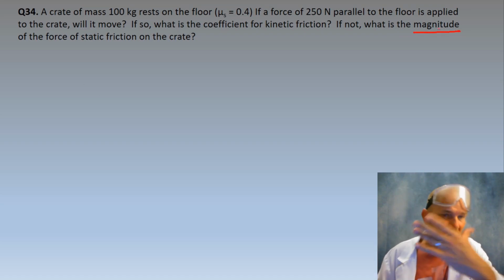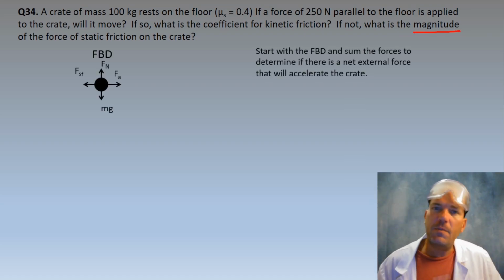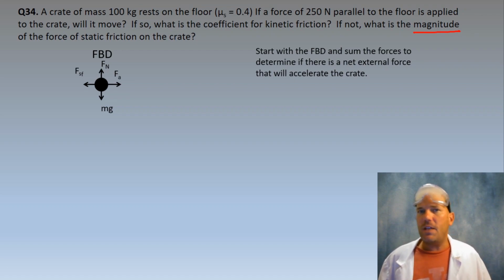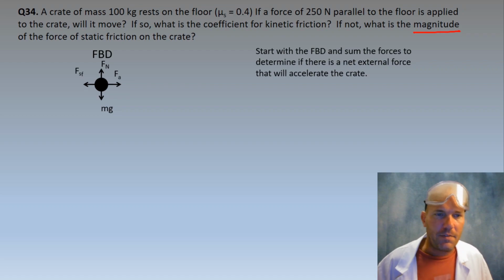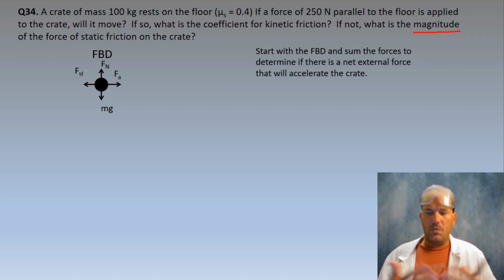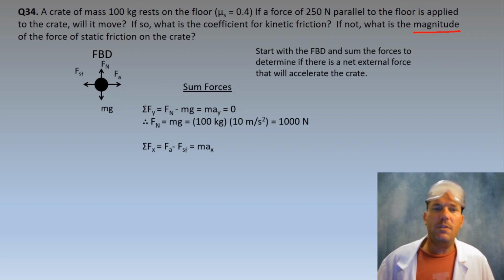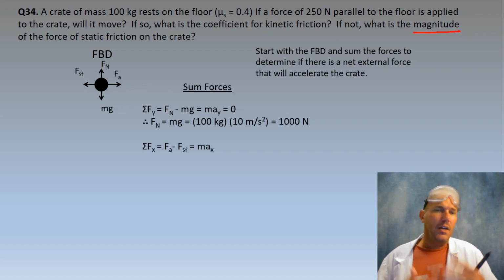Okay, let's start with our usual. Let's sum the forces here. Let's do our free body diagram. Here's our layout. Force applied to the right is matching the force of static friction to the left. And so that's our starting point. If we go further and sum, we get that the force normal is equal and opposite to the mass gravity, which we can solve to be 1,000 newtons in this case.